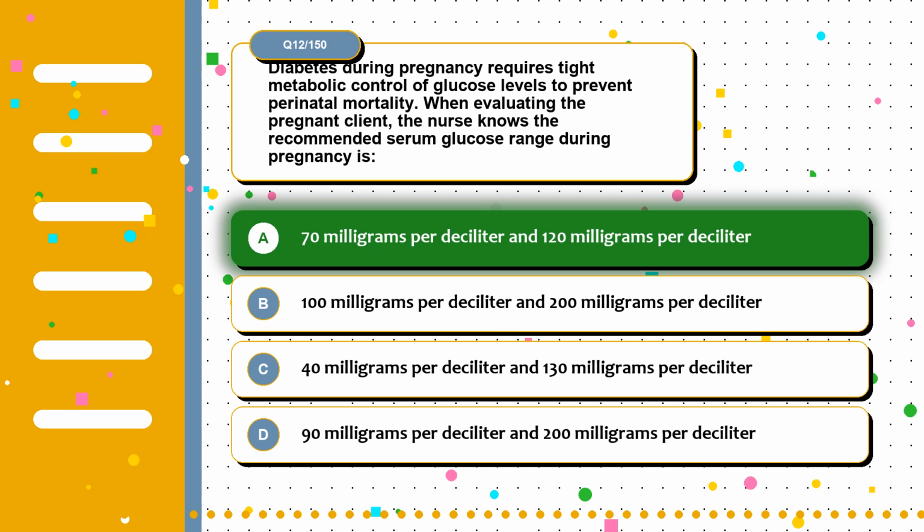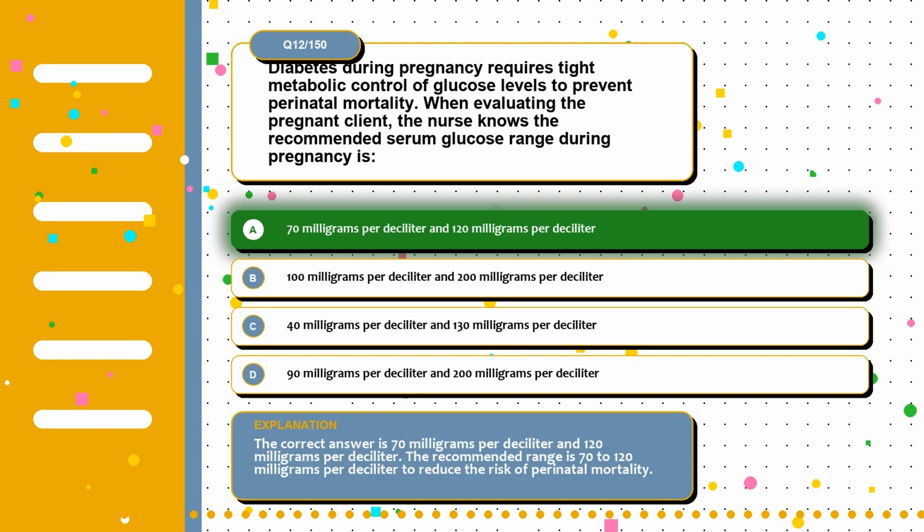The correct answer is option A. 70 mg per deciliter and 120 mg per deciliter. The recommended range is 70 to 120 mg per deciliter to reduce the risk of perinatal mortality.